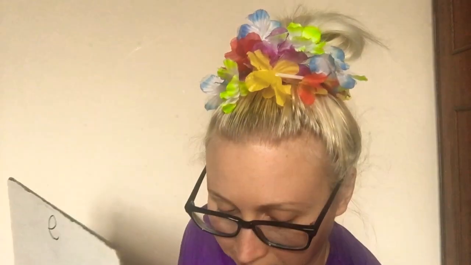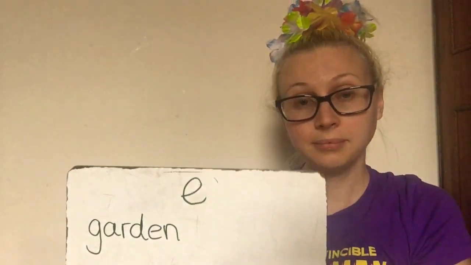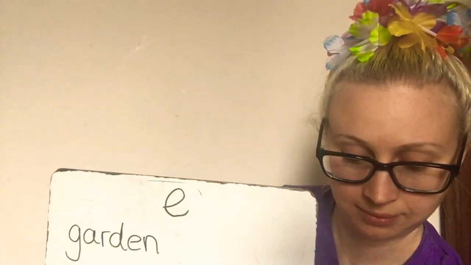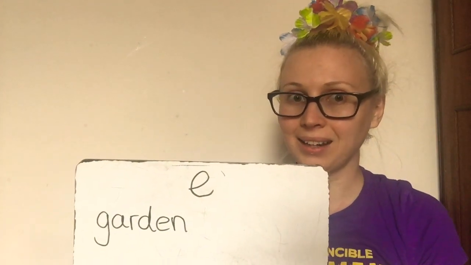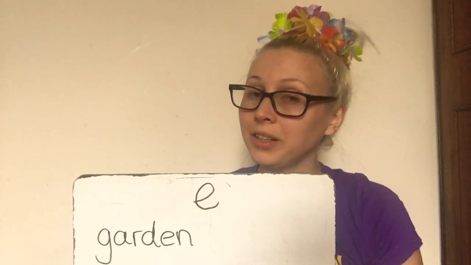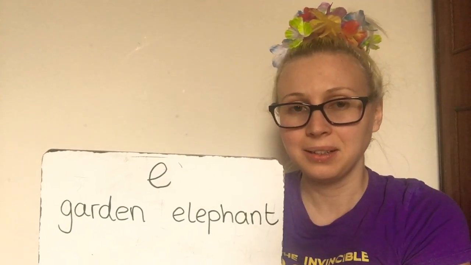Garden. Excuse me, 7. Garden. Garden. Well done. Next, can you write the word elephant? Elephant. Elephant. You ready? Elephant. Well done.